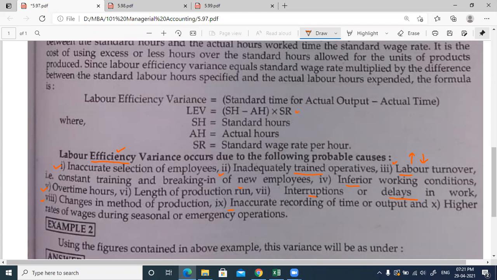If the timekeeping department is not properly, correctly, scientifically, or very minutely maintaining details, there may be chances that we are going wrong with the efficiency records.